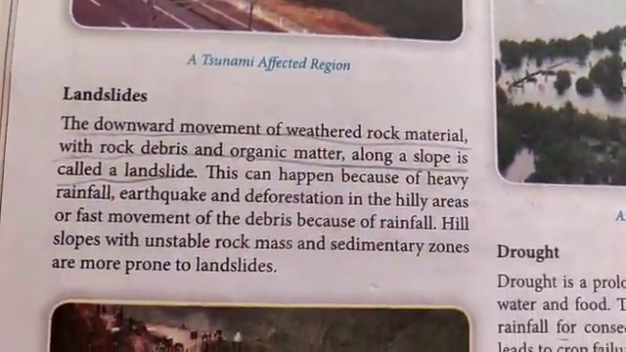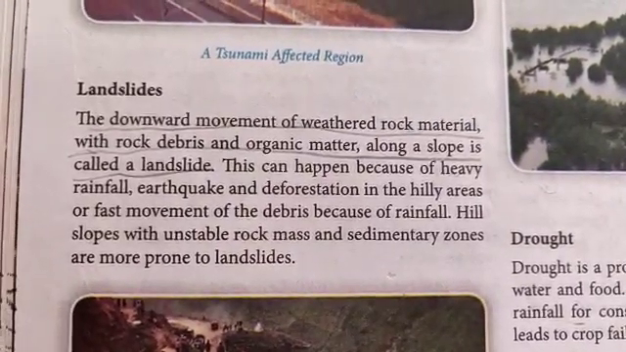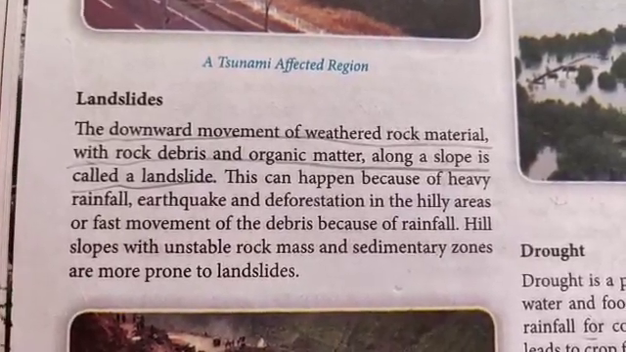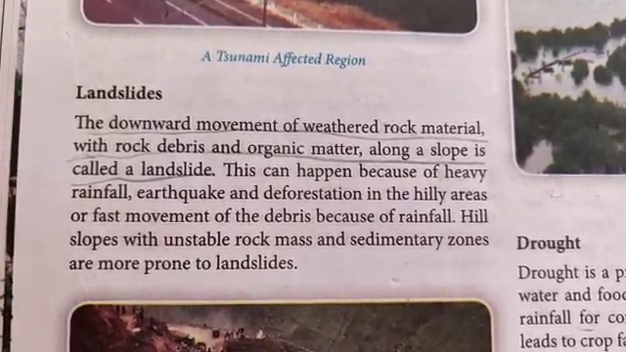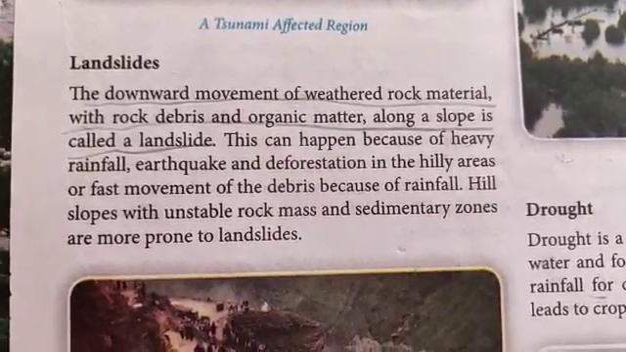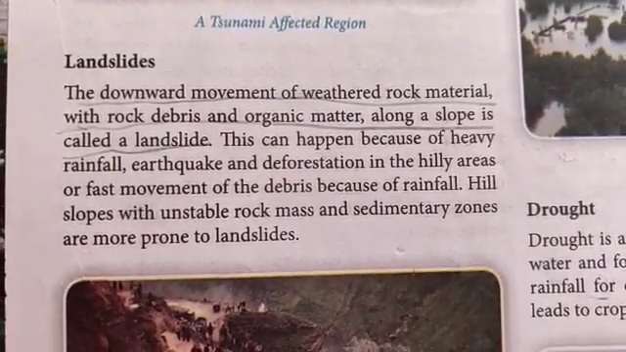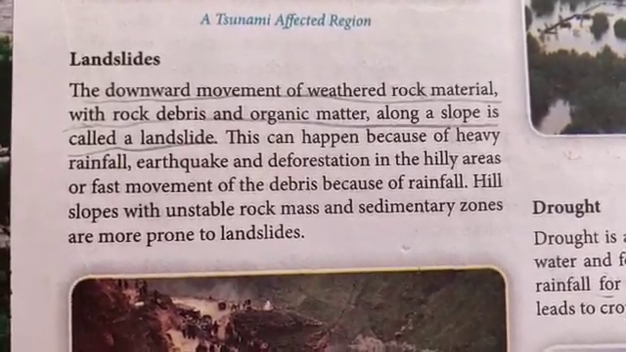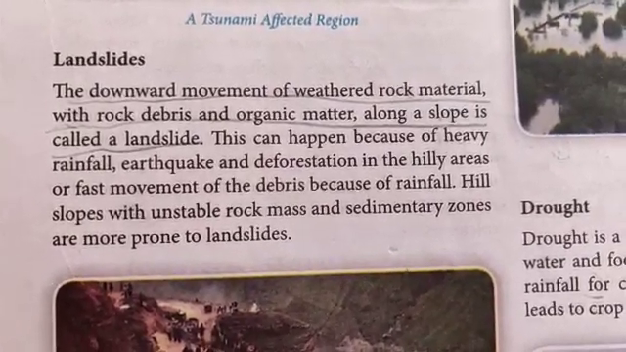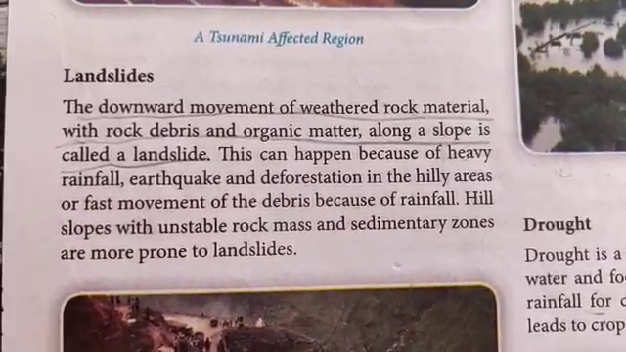Now, let us come to landslides. The downward movement of weathered rock material with rock debris and organic matter along a slope is called a landslide. So please underline that. This can happen because of heavy rainfall, earthquake and deforestation in the hilly areas, or fast movement of the debris because of rainfall. Hill slopes with unstable rock mass and sedimentary zones are more prone to landslides.